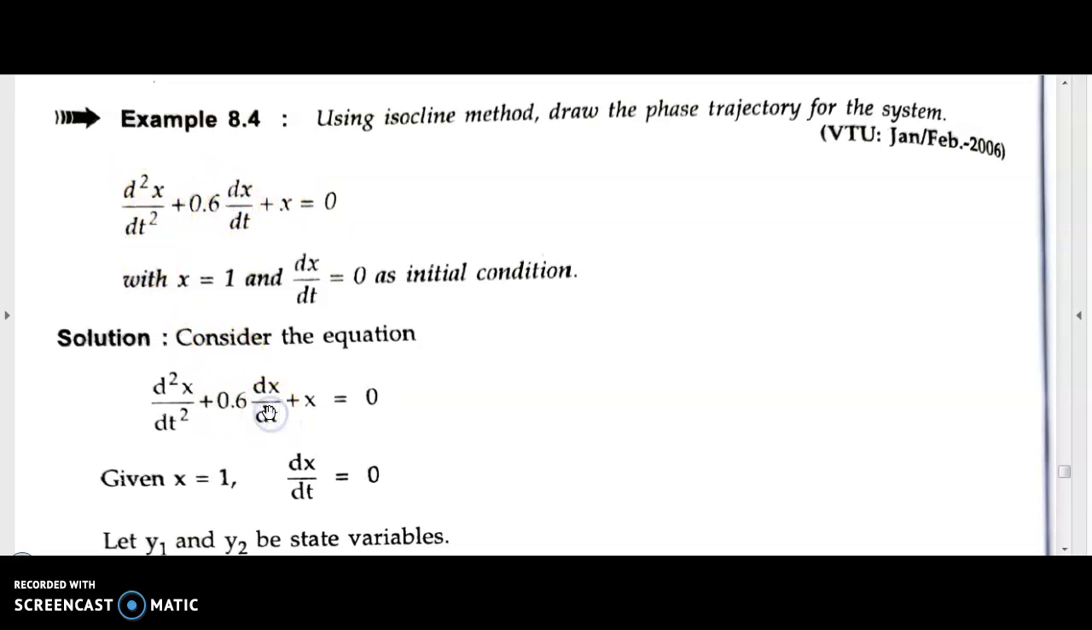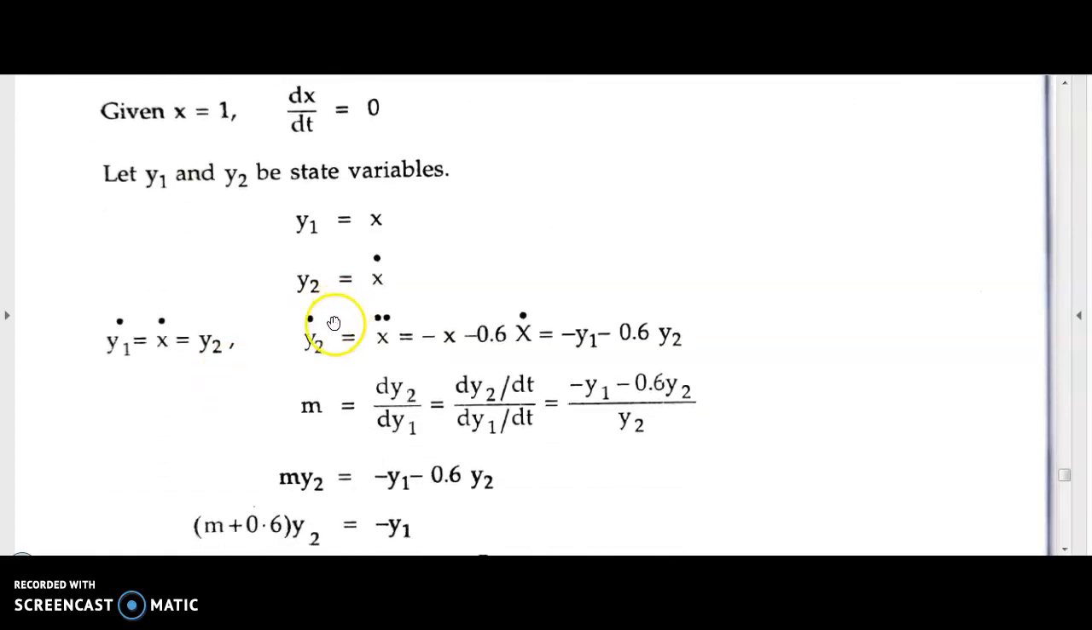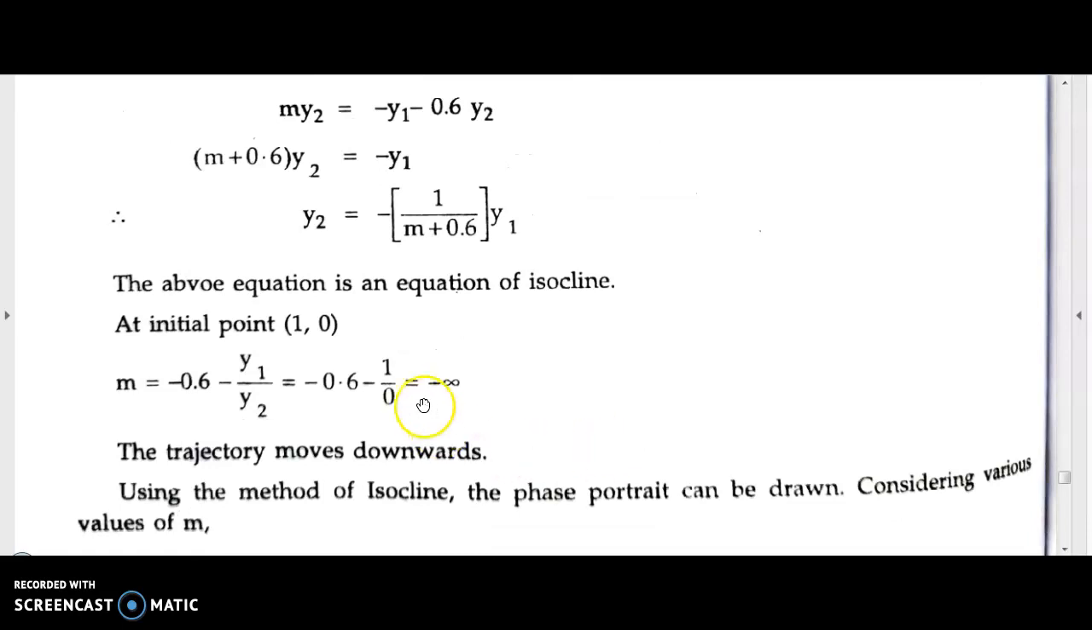So take the variables and substitute in the equation to get y1 dot and y2 dot from the given equation. You will get this equation. So slope is equal to what? dx2/dx1, here reversed, dy2/dy1. You will get this slope. Therefore, they have given y1 and y2, that is x1 and x2 values 1, 0. So substitute here, you will get m from this value to this value.